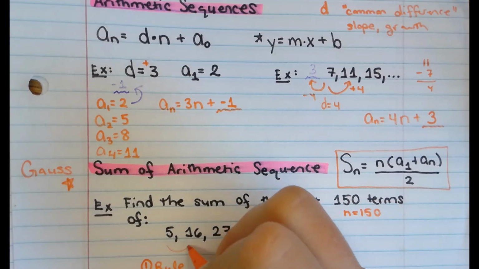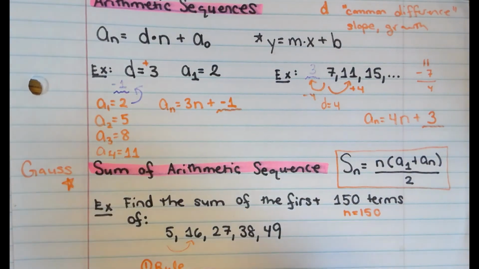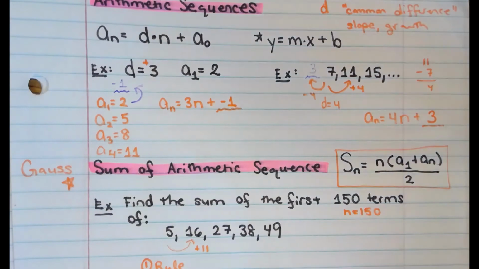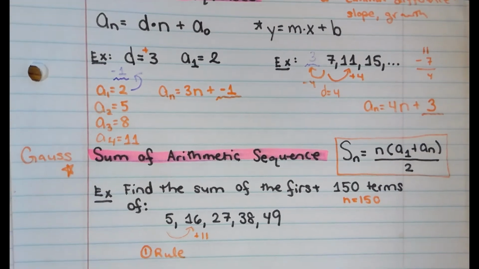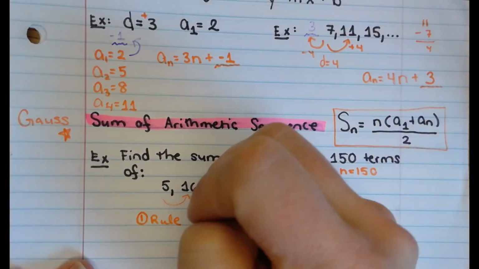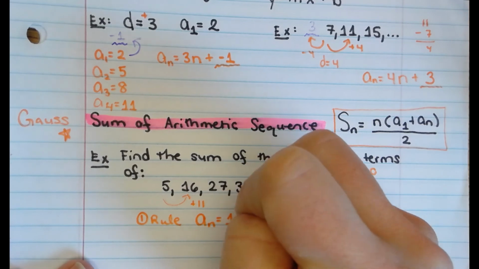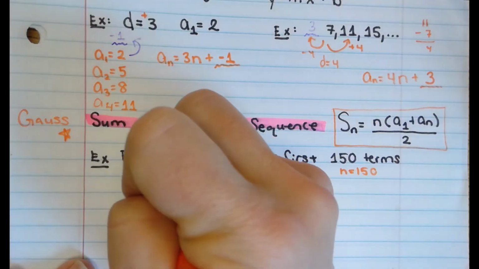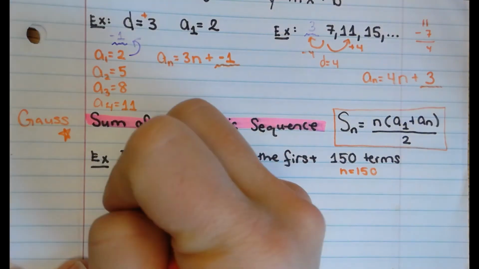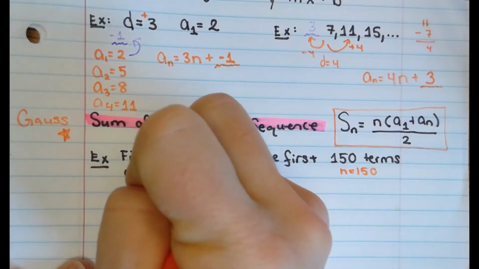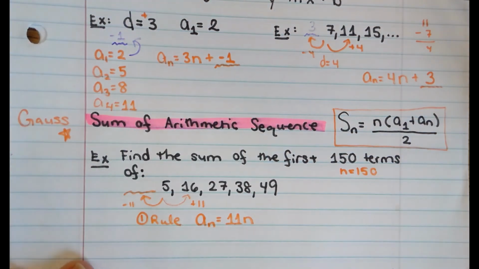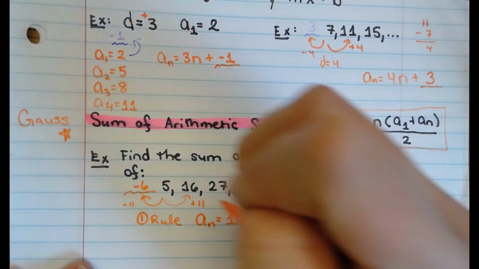And so I'm noticing that we are increasing by 11. So my rule is going to be growing by 11. And if I go backwards 11, we get out 5 minus 11, negative 6.